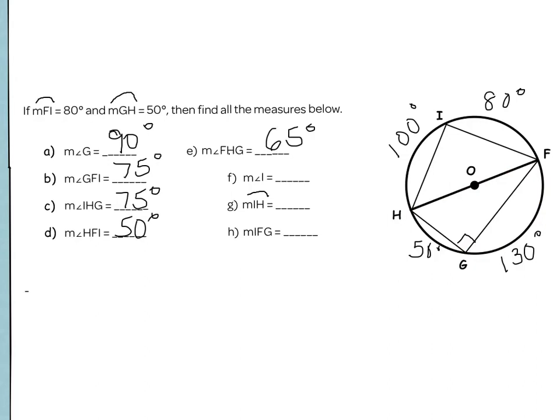Clearly fill in the measure of angle I, that is across from angle G, which was 90, so we know that's also 90. Arc IH, we had clearly filled in before to be 100. And then finally, arc IFG here is 80 plus 130 for a total of 210.